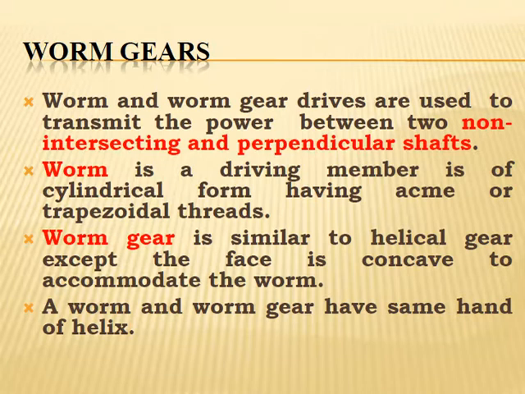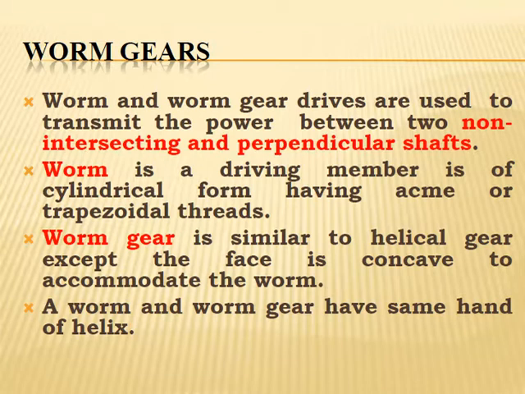We already discussed that the worm and worm gear drive are used to transmit the power between two non-intersecting and perpendicular shafts. We know that the spur gear and helical gear need parallel shafts, and bevel gear has intersecting perpendicular shafts. But worm and worm gear drive are useful for non-intersecting shafts. We can transfer the power between two non-intersecting and perpendicular shafts.